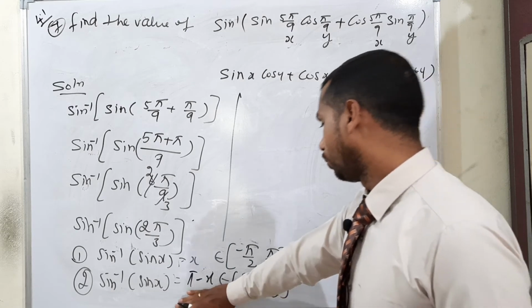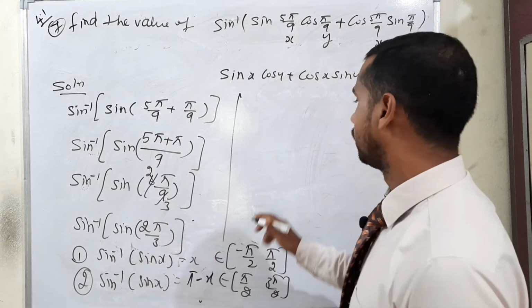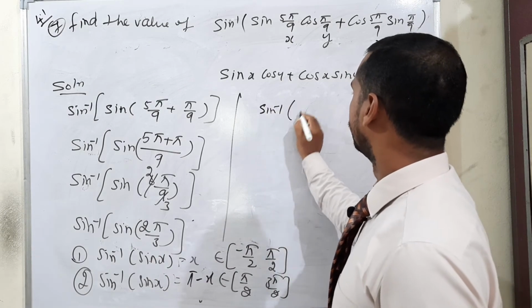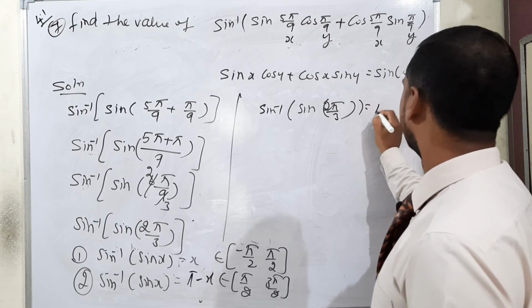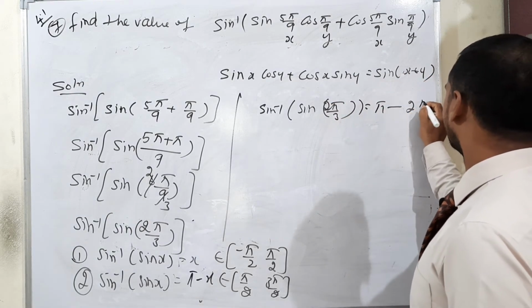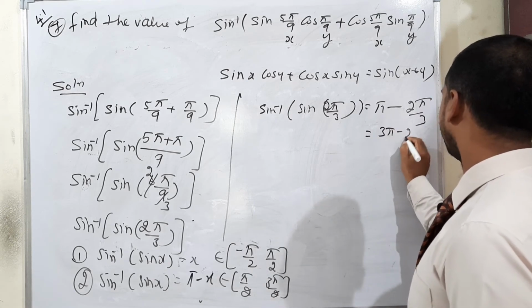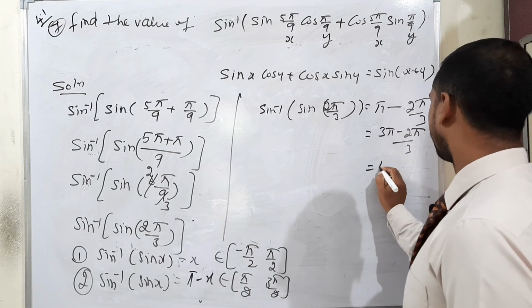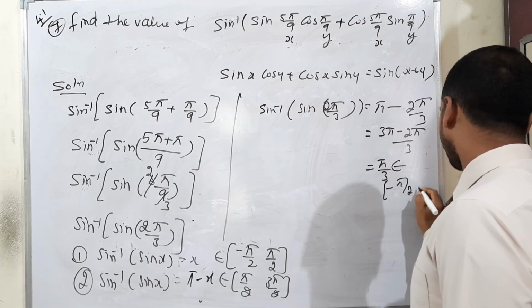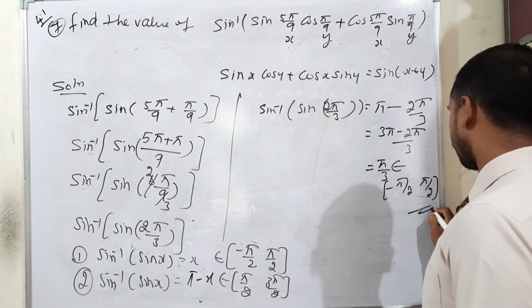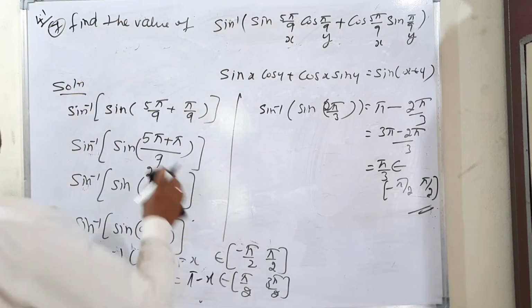Okay, now I am doing the first method. Second method, what will happen? Second method means we have the x value 2 pi by 3, isn't it? So sin inverse of sin 2 pi by 3 means pi minus the x value 2 pi by 3. Therefore 3 into pi means 3 pi minus 2 pi by 3. Therefore 3 pi minus 2 pi means pi by 3. It belongs to negative pi by 2 to positive pi by 2. This is the first one. Then the second method also, listen.